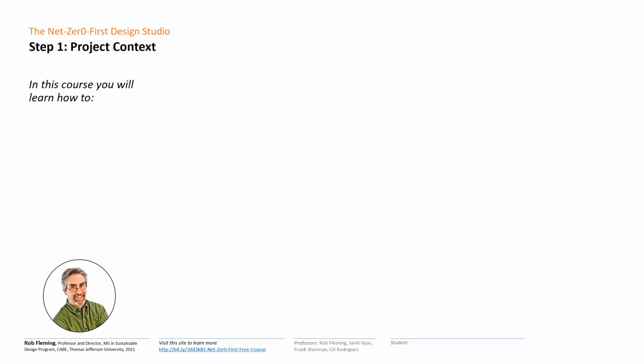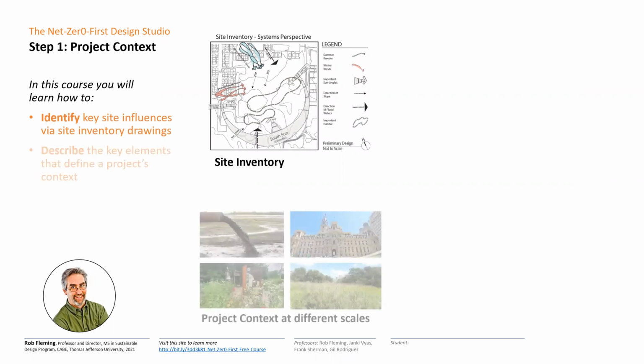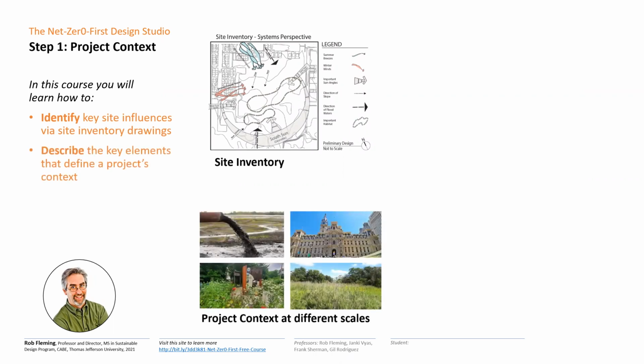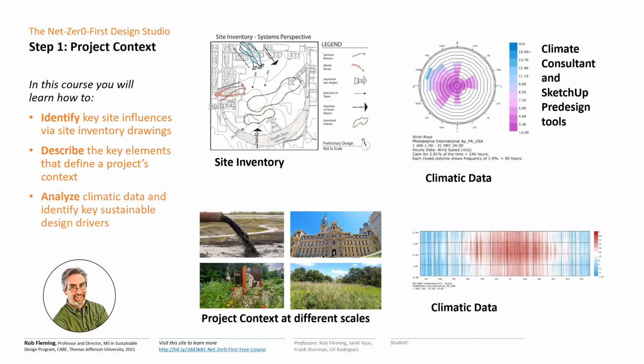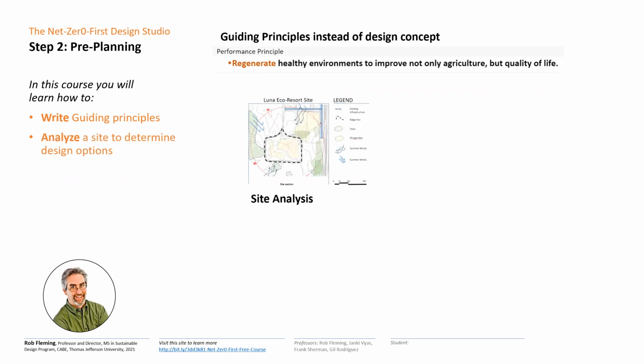figure this out. So in this course, you will learn how to identify key site influences via site inventory drawings. You will also learn how to describe the context. And furthermore, we'll be able to define the climatic data that is going to drive the design of your project. In step 2, we're going to be writing guiding principles. Yes, we're trying to replace the concept with guiding principles that form an ethical foundation for the decision-making of the project. We're going to learn how to analyze those site inventory results.